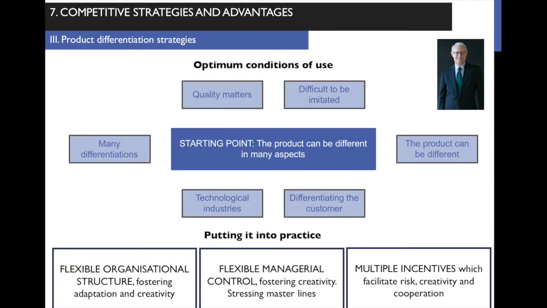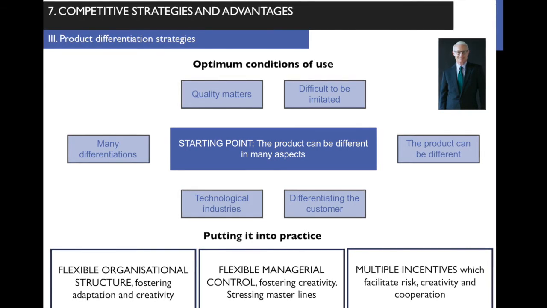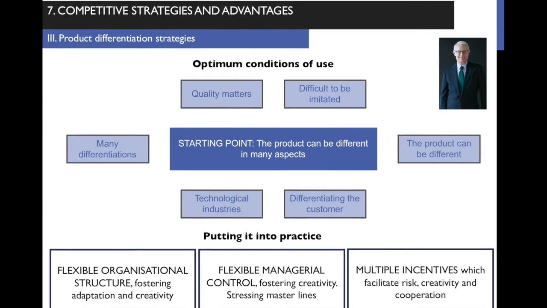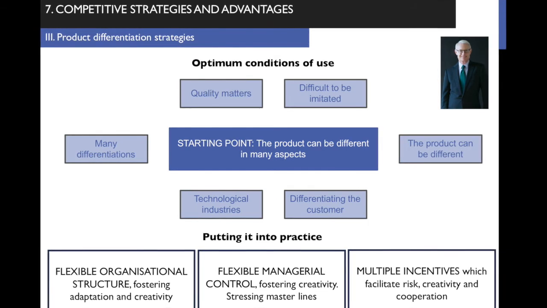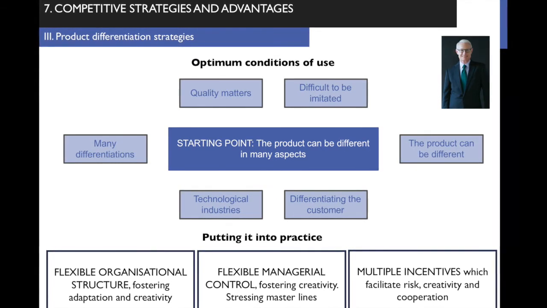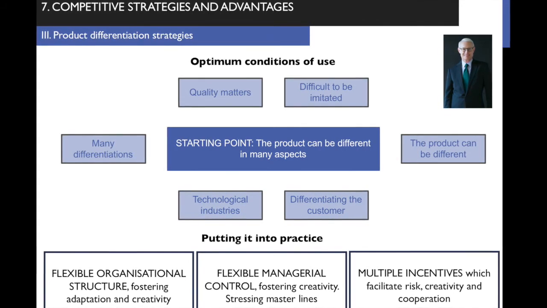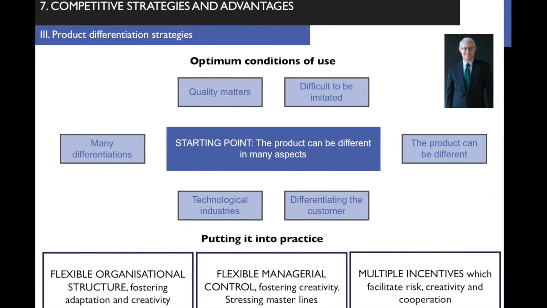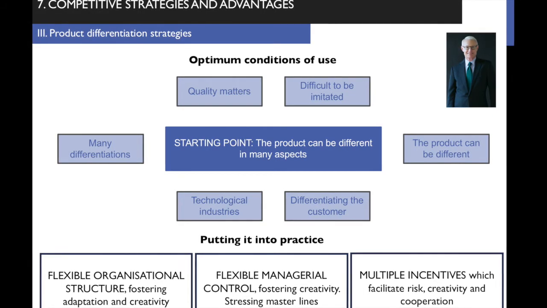Which are the optimum conditions of use of product differentiation strategy? Well, if you remember, when we were talking about cost leadership strategy, we said the starting point is that the product cannot be differentiated, so only price matters. Here the product can be differentiated in many aspects. So quality matters. Sometimes it's better when the product is difficult to imitate. There can be many differentiation options, and the product can be different from each other. Sometimes it's interesting when the product is used by the customer to differentiate him or herself.